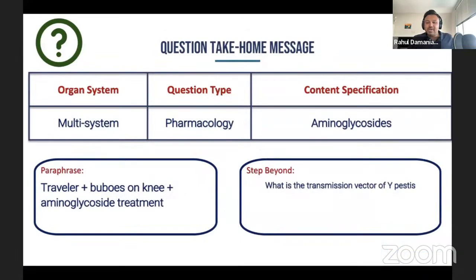All right. So this was a pharmacology question testing you on Yersinia pestis and aminoglycosides. And remember that the transmission vector of Yersinia pestis is going to be fleas.